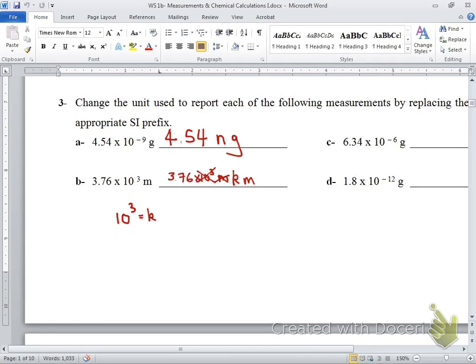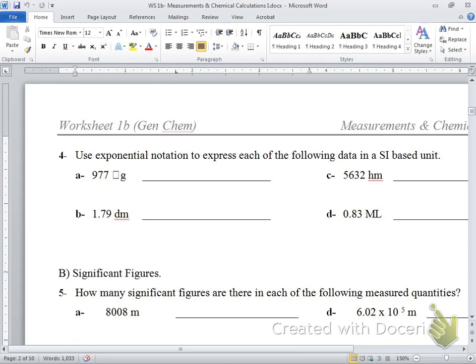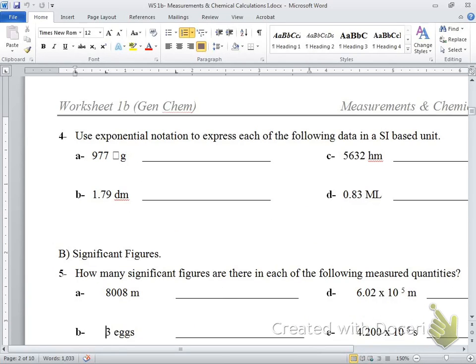All right, so I'm going to actually skip on to the next one. And we're going to move down, and we're going to convert. These are the simplest kind of conversions, okay, for prefix conversions. And then we'll get to sig figs and all that kind of stuff.